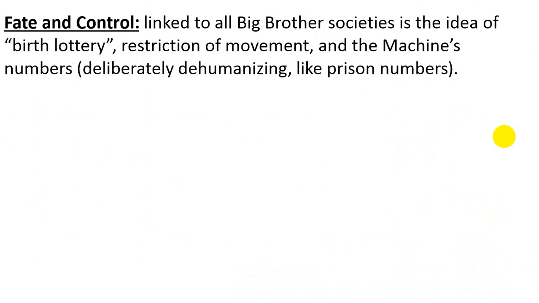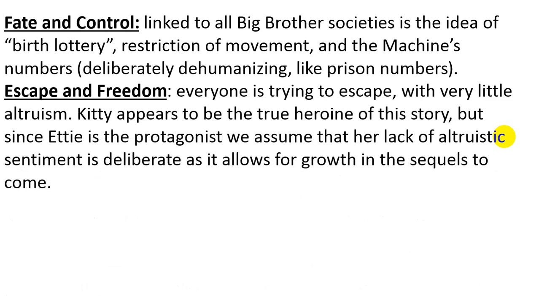Fate and control, which is linked to all Big Brother societies. This idea of the birth lottery, restriction of movement, and in this novel, the machine's numbers deliberately dehumanizing people, much like prison numbers do. Escape and freedom. Everyone is trying to escape with very little altruism. Everybody is out to look after themselves, except Kitty, who ought to really probably be the real heroine of the story.